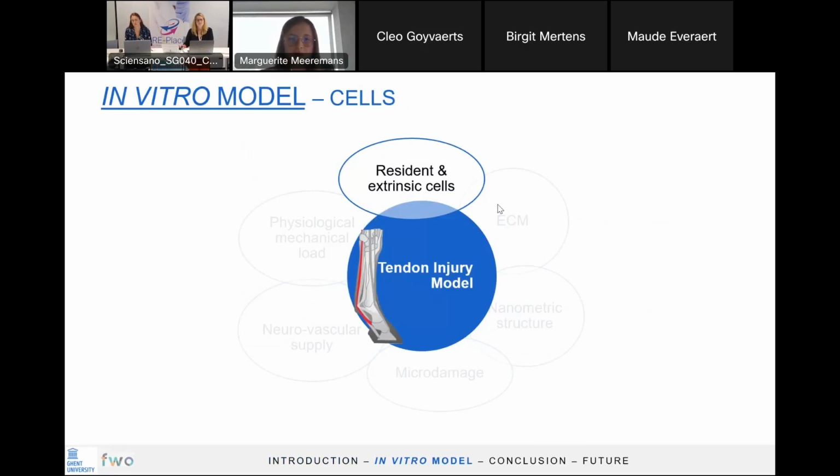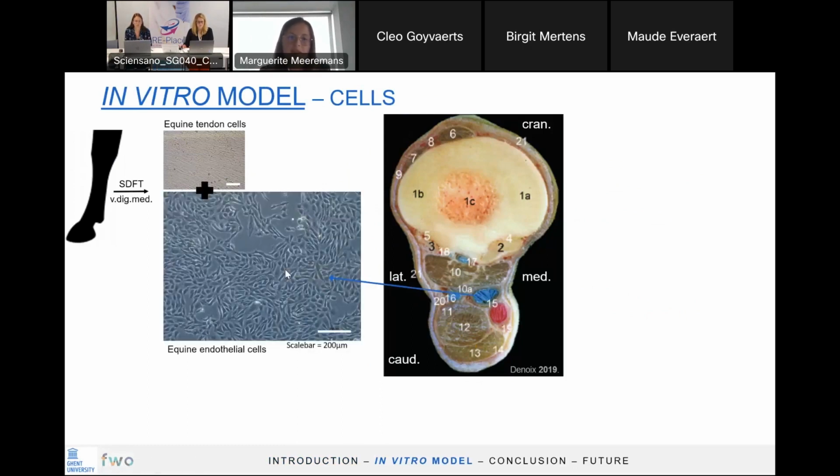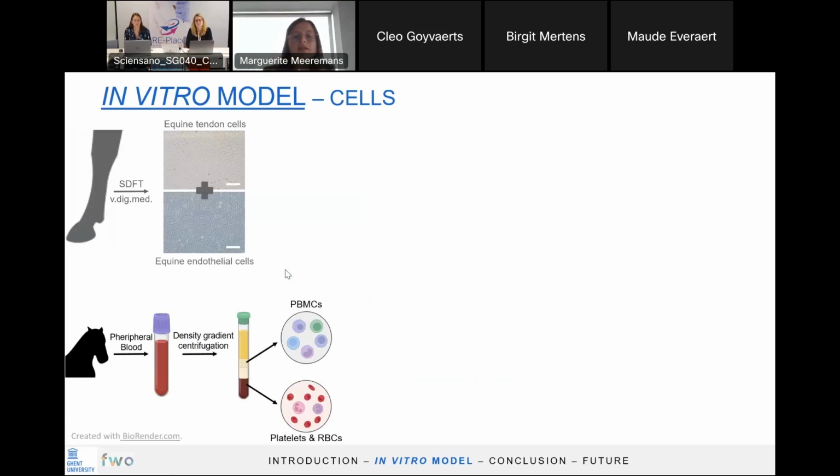First, we need to capture the relevant cells. Equine tendon cells are isolated from the superficial flexor tendon, which you can see on the picture. Simultaneously, we also isolate and purify equine endothelial cells from the digital vein, which is located just medial from the superficial flexor tendon. And as you already heard before, immune cells are very important, so in our model we're also implementing these immune cells.